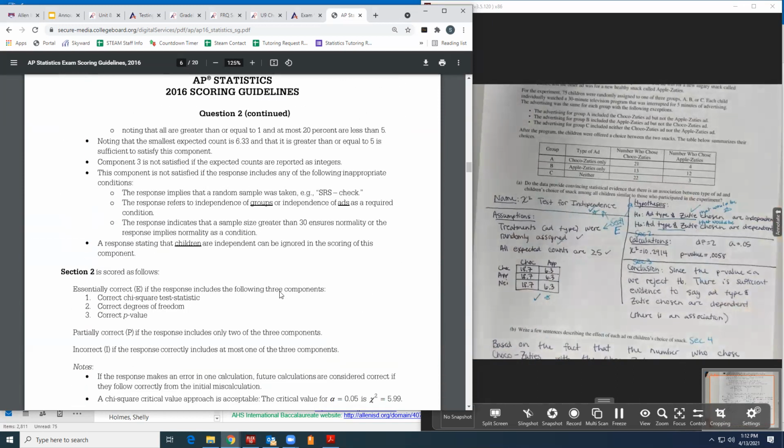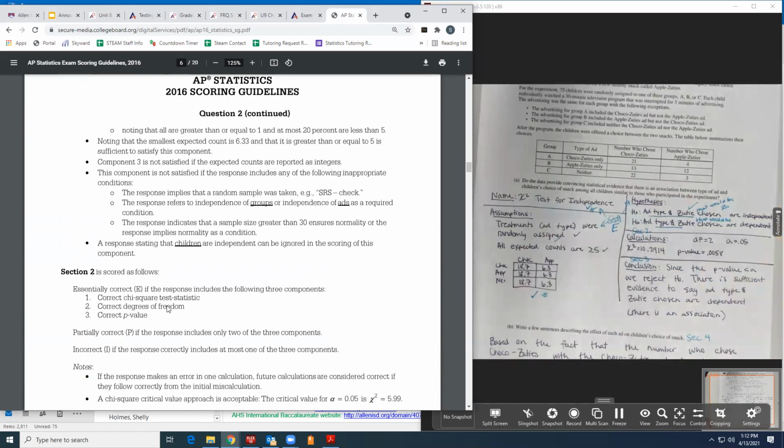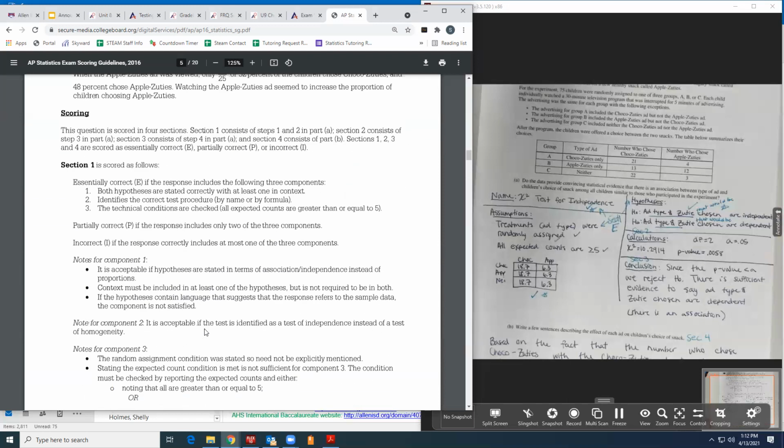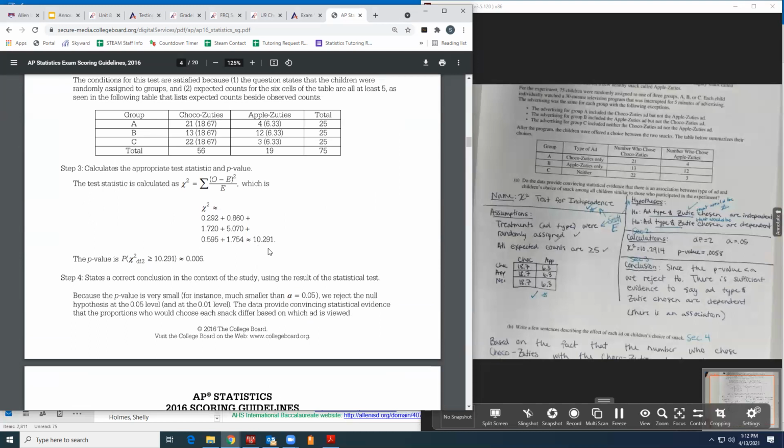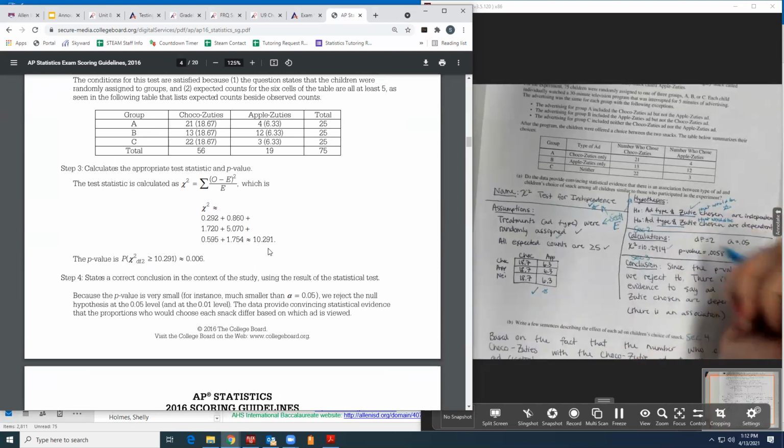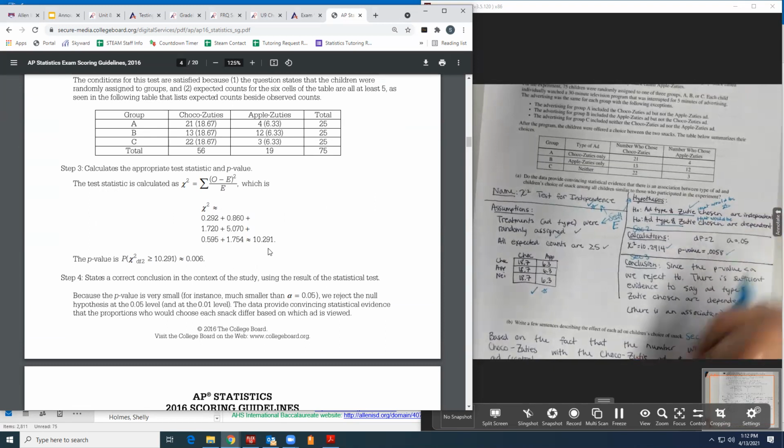So we needed these 3 components right here. If we have all 3 values correct, then we get essentially correct. If we're missing 1 of the 3, we get partially correct. Let's see what they got. They got 10.291. That's what I got. The p-value, they got 0.006. That's what I got.